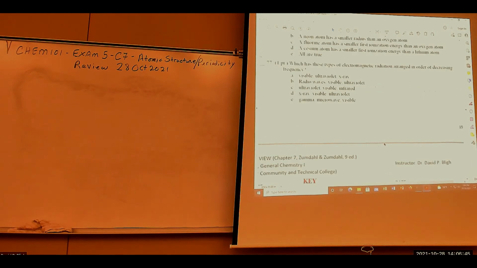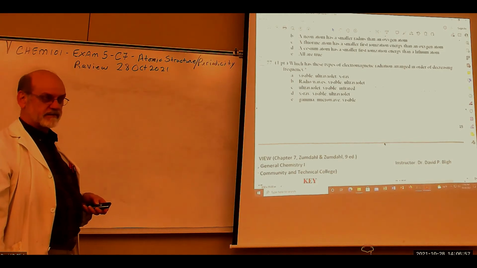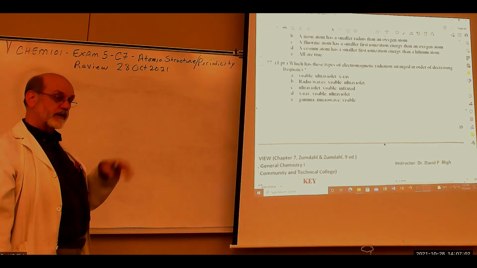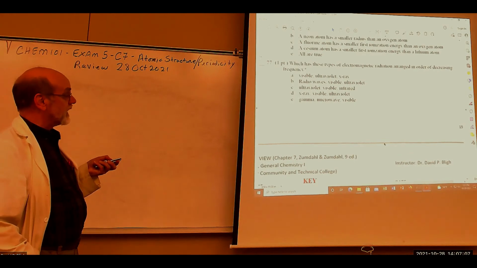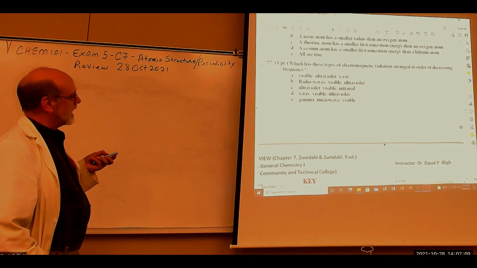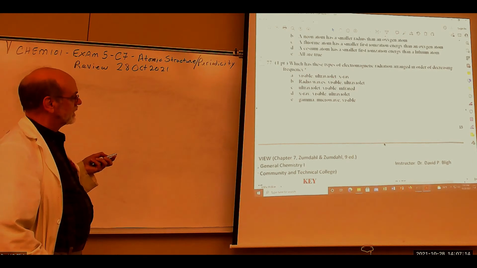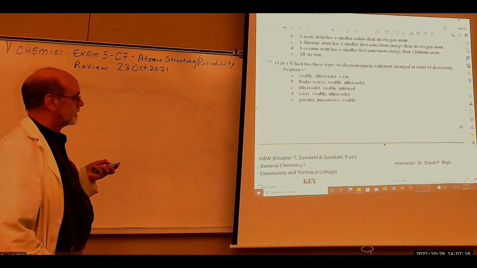77. Which has these types of electromagnetic radiation arranged in order of decreasing frequency. Decreasing frequency is decreasing energy. Energy equals Planck constant times frequency. So if the frequency decreases, you have lower energy. So I look at it that way. What's the highest energy possible here? Decreasing highest should be on the left-hand side. There's gamma. Gamma is the highest energy we know of.